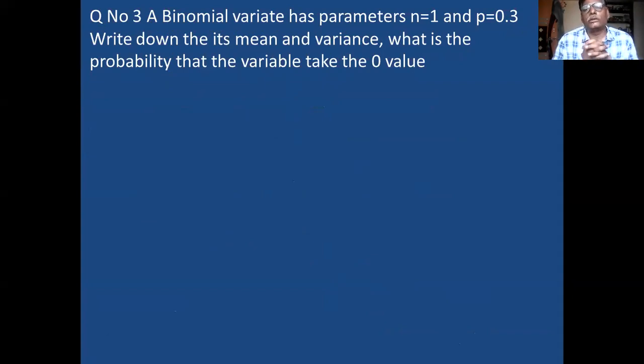Here also there are 3 questions. First question is, what is mean? Second is variance. Then the third question is, what is the probability that the variable takes the value 0? Means x value 0. Put the x value 0 and ascertain the answer.